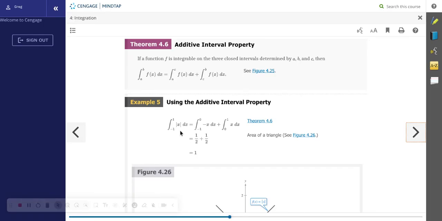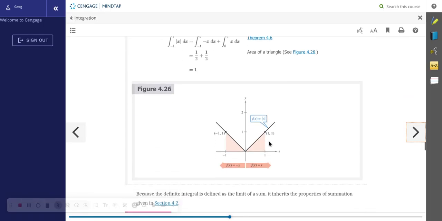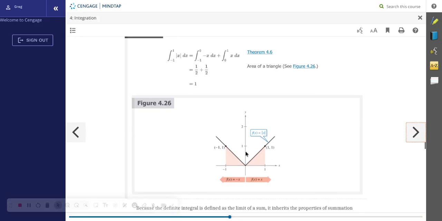So look at this example here. We're going to do an absolute value from -1 to 1. There's a cusp here, so we have a little point here, that would be a critical point. But anyway, what they're suggesting is, instead of doing it like this, just split it up from -1 to 0, this is the function, and from 0 to 1, that's the function.